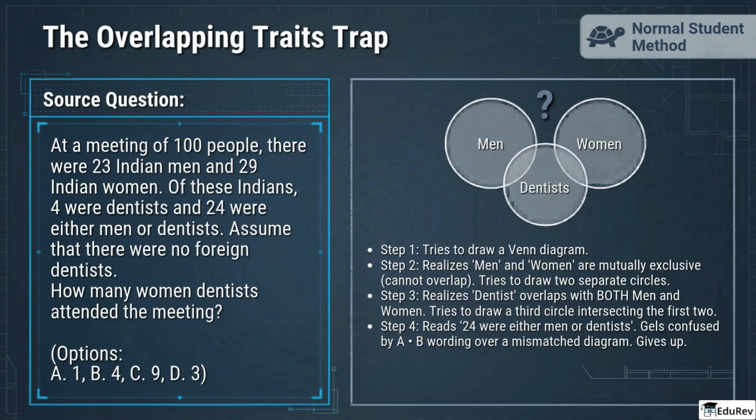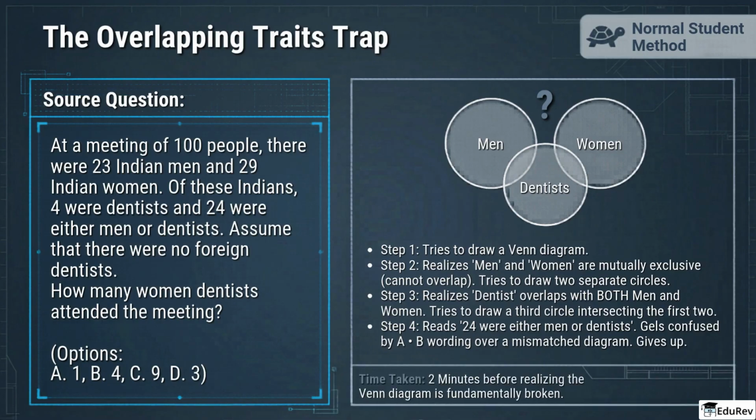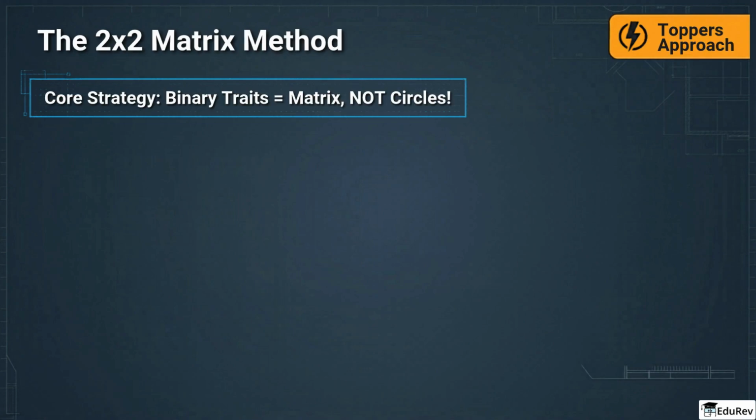When one category is a partition and another is a trait, the clean structure is no longer a simple 3-circle Venn. The question wording, either men or dentists, can mislead you if you are not careful, because it mixes a category with a trait and hides the true counting logic. Here the right tool is a 2x2 matrix, not circles.